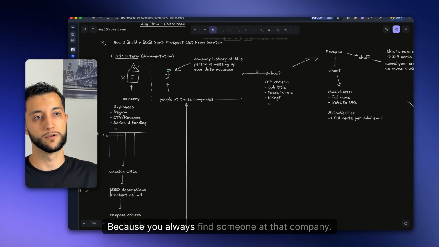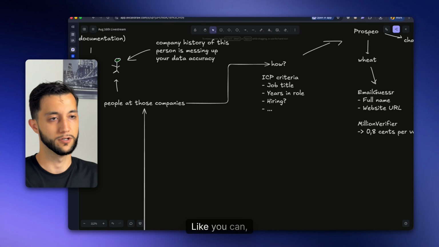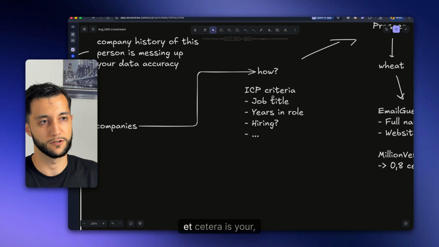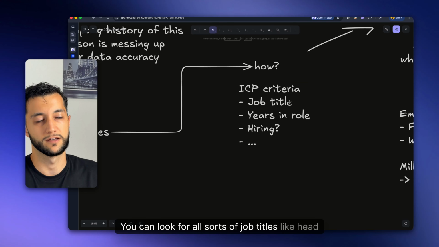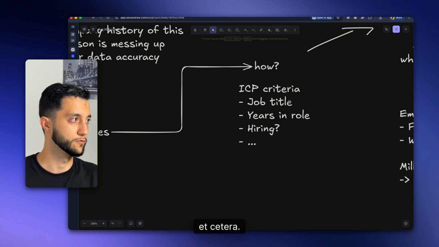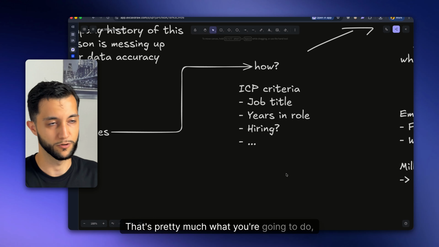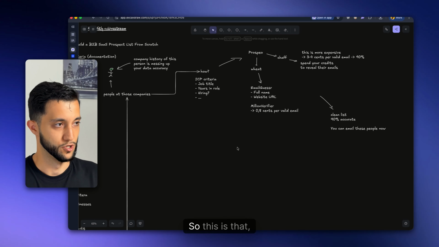So your only bottleneck is really finding the correct companies. That's basically it, because you will always find someone at that company. If the head of sales or CRO is your ICP at those companies, you can look for all sorts of job titles like head of sales, CRO, etc. That's pretty much what you're going to do, right? Yes. So this is that.